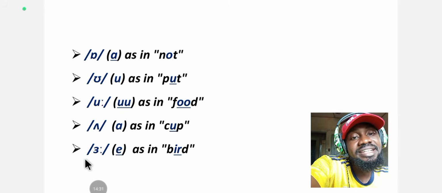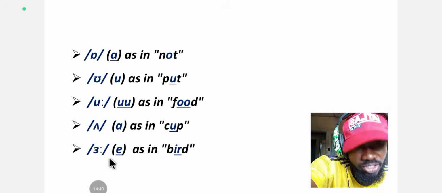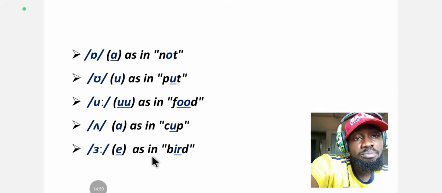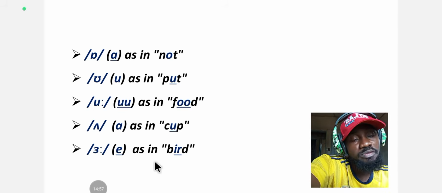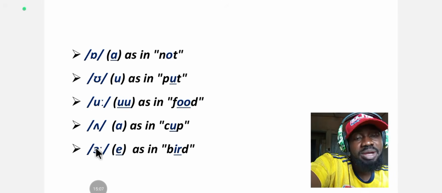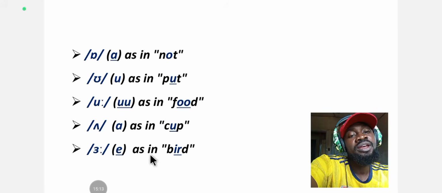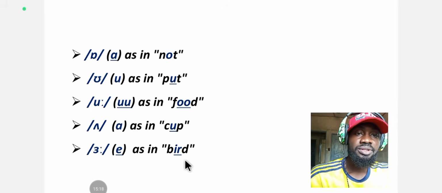This E that is written as 3 here is used in phonetics when the pronunciation is E, but the spelling is not E. When the pronunciation is E, but you don't have E in the spelling. Another example is confirm. Such a sound, you represent it with 3. So this is bird. Remember the role of these two dots, this colon kind of stuff here. Bird. So you pronounce it bird.